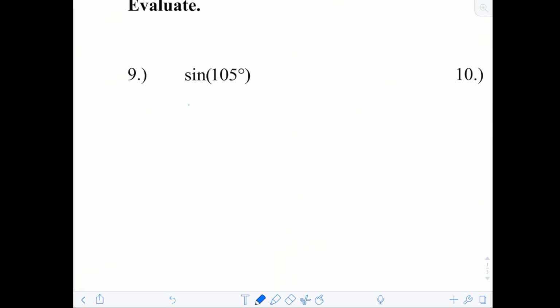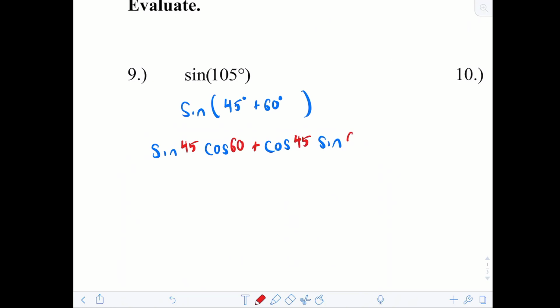Evaluate, number 9. Sine of, and then this is where we're going to use the sum and differences to be able to break it into two angles that we're more familiar with. So this is going to be 45 degrees and 60 degrees. You could also do this many other ways. You could do, let's say, 135 minus 30 or something like that. That would work just fine. So we're going to write sine, cosine, cosine, sine. And I'm going to write this as 45, 60, same addition, 45, 60.